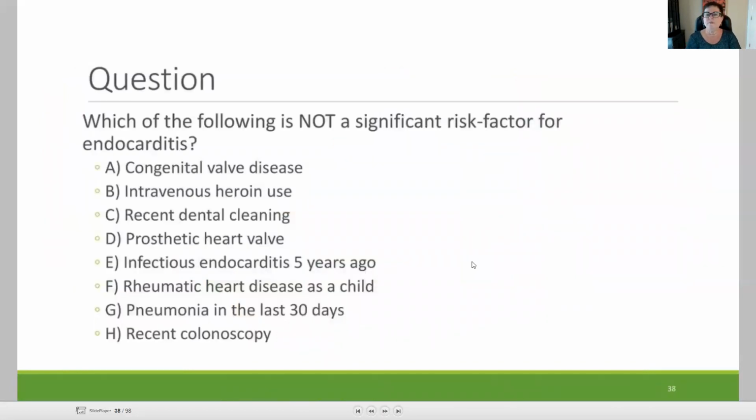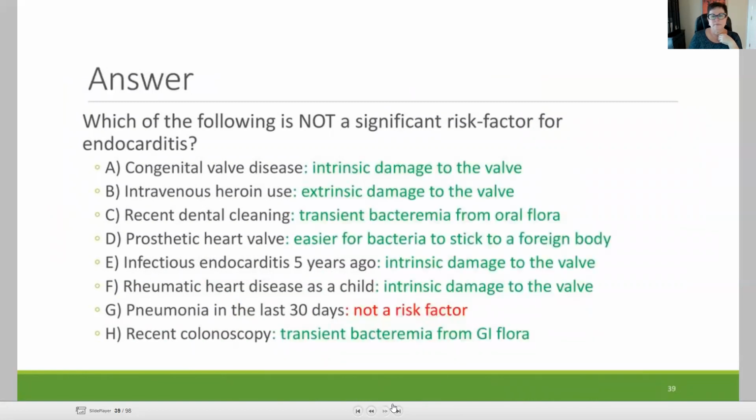So, which of the following is not a significant risk factor for endocarditis? Congenital valve disease, IV heroin use, recent dental cleaning, prosthetic heart valve, infectious endocarditis 5 years ago, rheumatic heart disease as a child, pneumonia in the last 30 days, and a recent colonoscopy. So let me think about that for a moment. And so the pneumonia is not a risk factor.